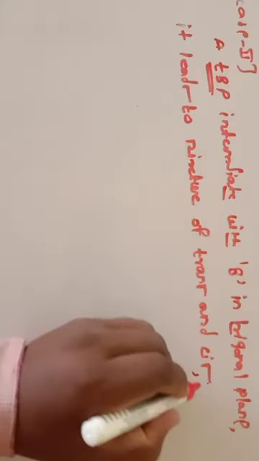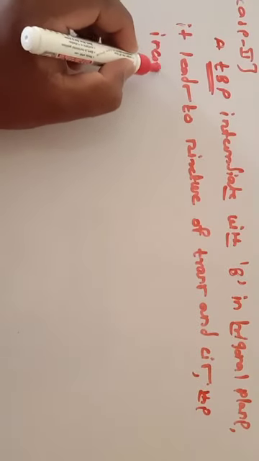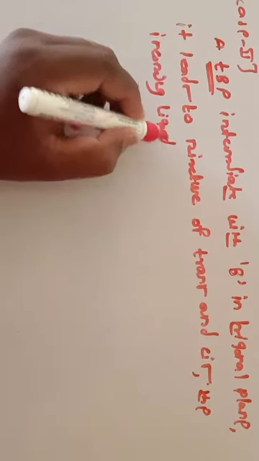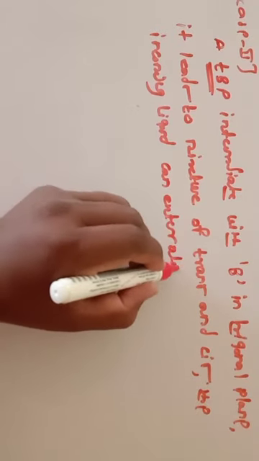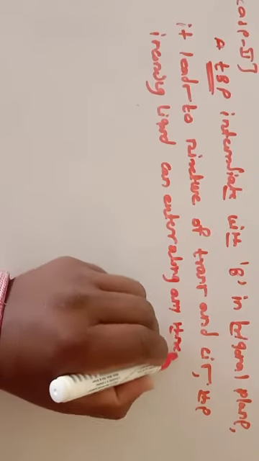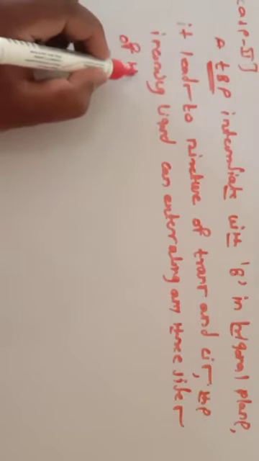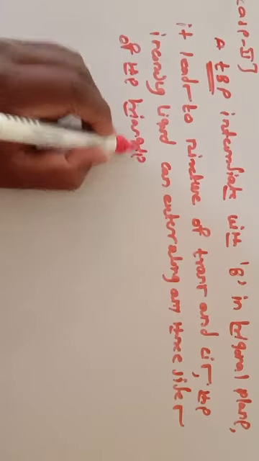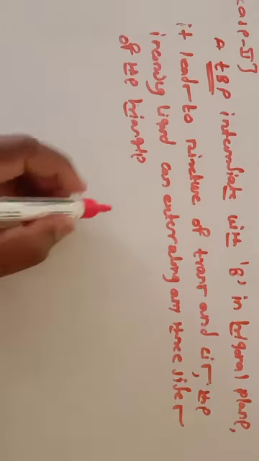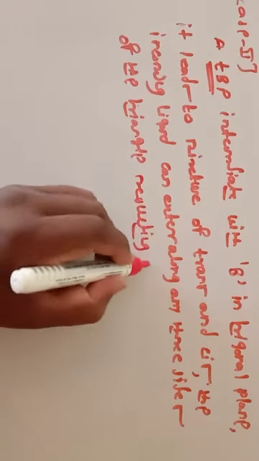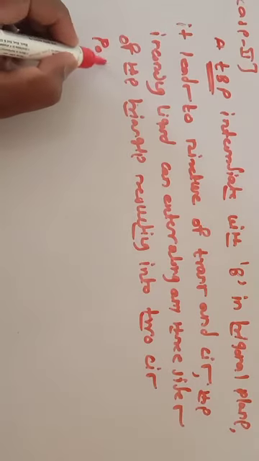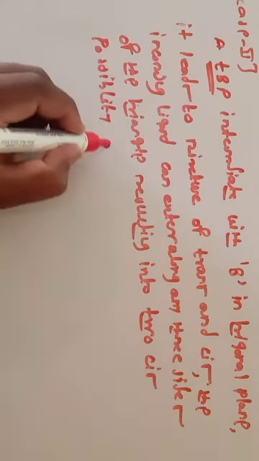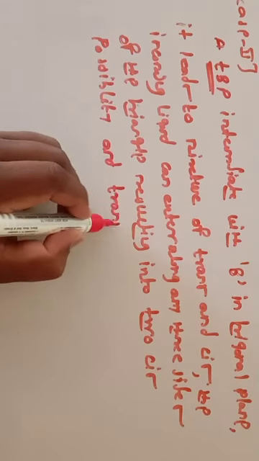And the incoming ligand, the incoming nucleophile, can enter along any of the three sides of the triangle, resulting in two cis possibilities and one trans possibility.